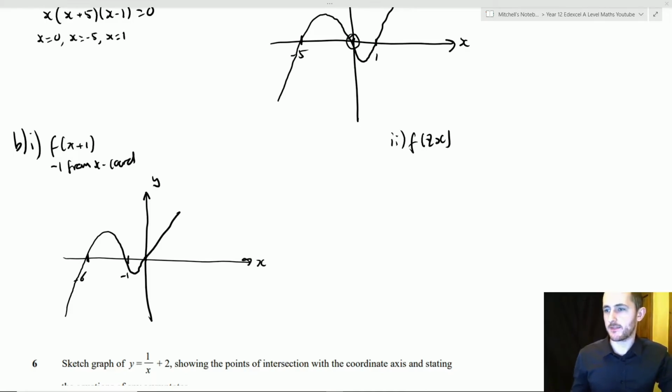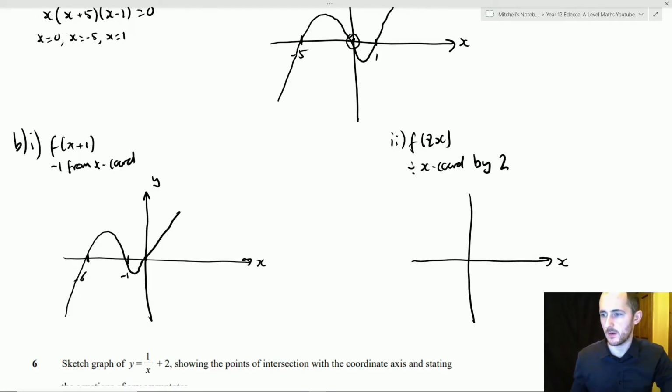Perfect, and then for 2x, remember it's inside the bracket, so we do the opposite and affect x. So what we're going to be doing is dividing the x coordinates by 2. So again, it's going to be the same thing, it's just going to be squished in. So once again, let's draw our axes. So instead of minus 5, it's now minus 2.5. And I like to actually make the shape a bit thinner as well. (0, 0) obviously stays the same. And 1 is now going to become 0.5.